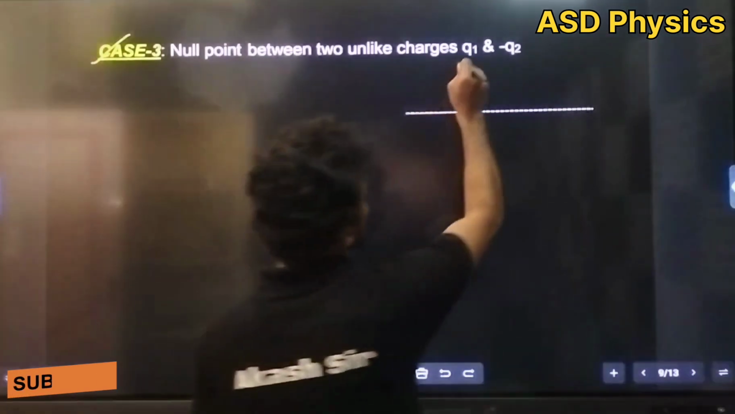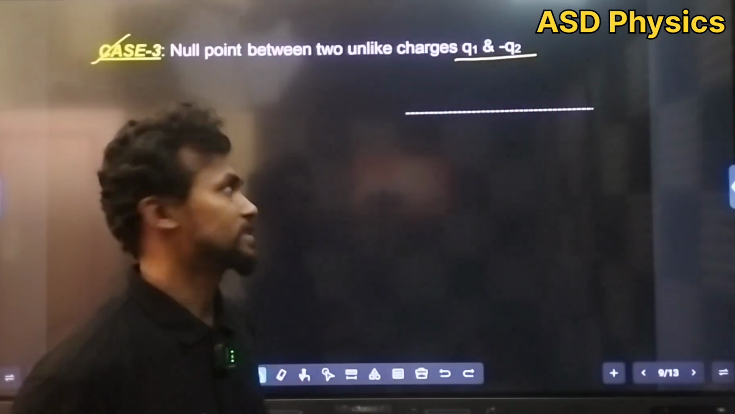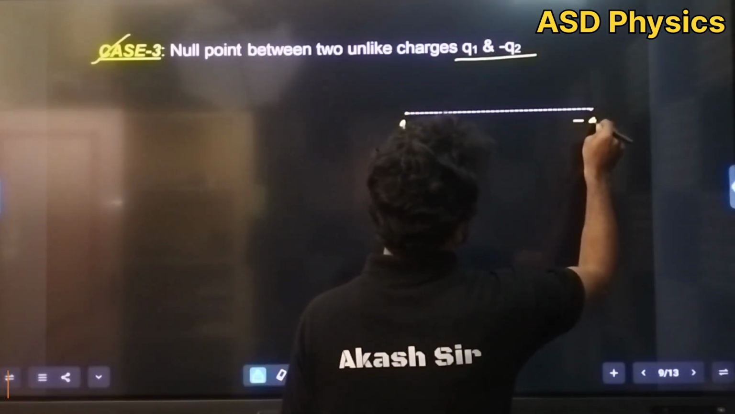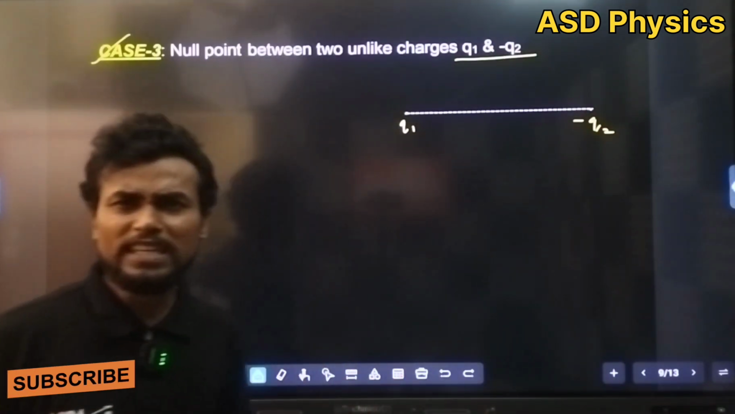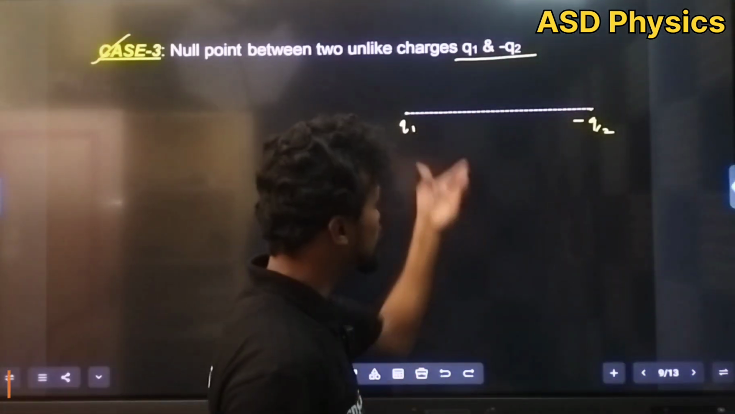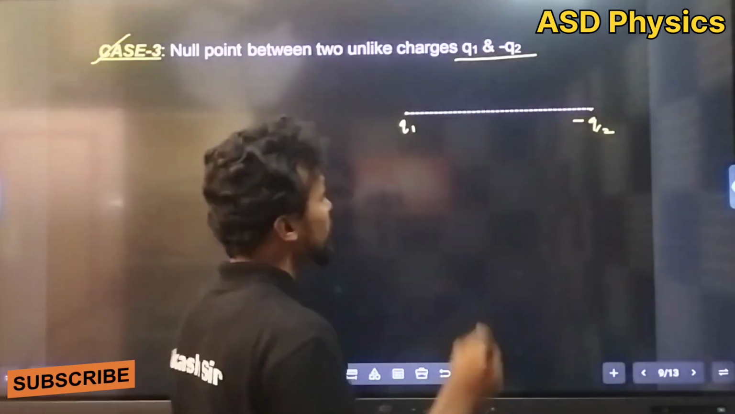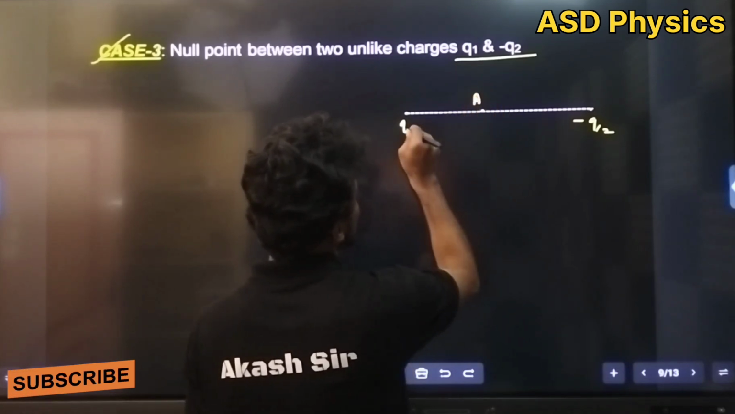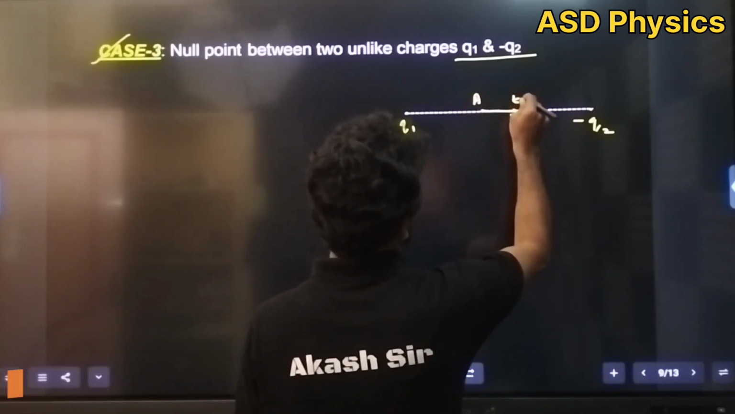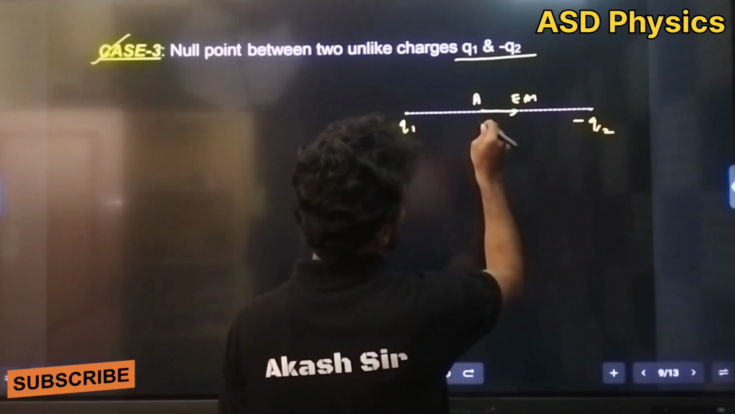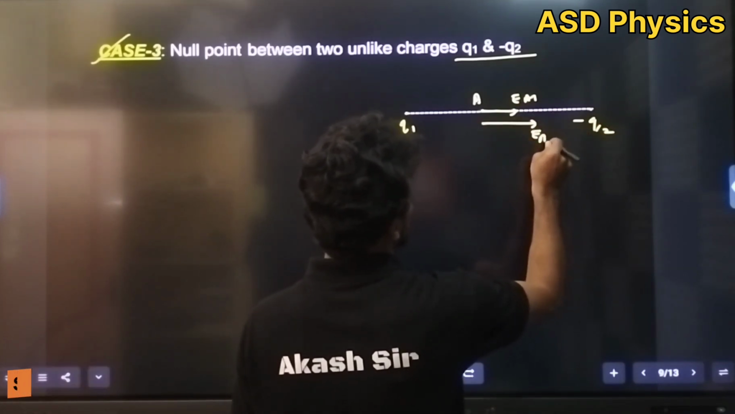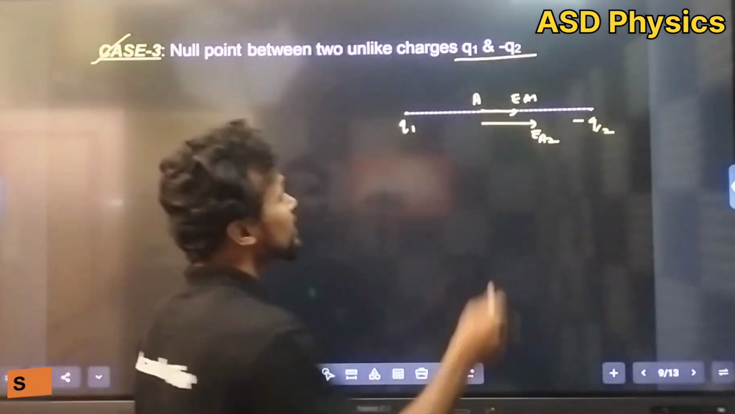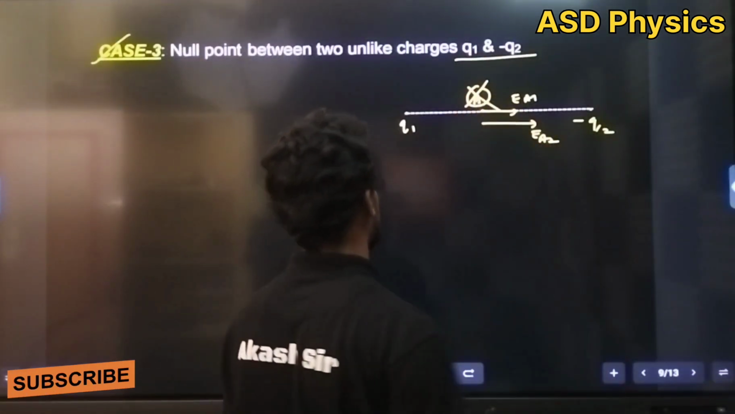Similarly, in case 3, we are going to see the null point between two unlike charges, Q1 and minus Q2. Here, this is charge Q1 and this is charge minus Q2. Do you think the electric field can be 0 between the charges? No, it will not be 0. Why? If I take a point A, due to charge Q1 the electric field is away, EA1. Due to charge minus Q2 the electric field is towards the negative charge. You can see the electric field lines are not getting cancelled, so the null point is not possible between them.